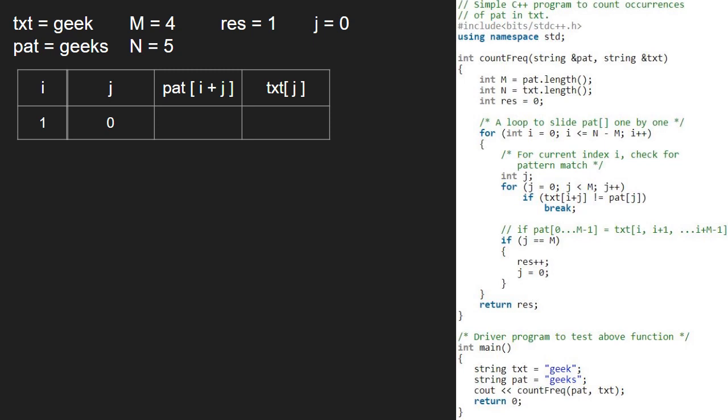Pattern at i plus j is e and pattern at j is g. As they are not equal, the if condition gets satisfied and we break out of the inner for loop. And as j is not equal to m, the outer if condition doesn't get satisfied. Since we have iterated through the outer for loop, we come out of it and return res, which is 1, to the main function and print it. So this is the final output.